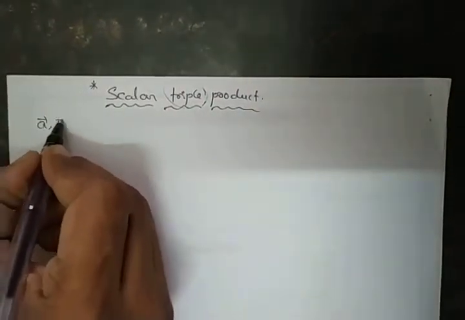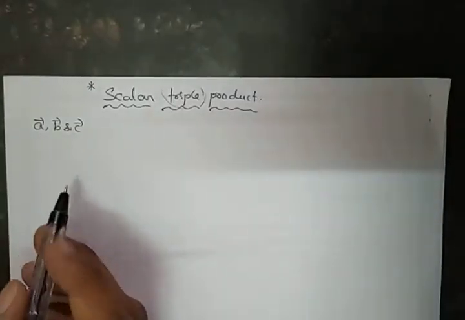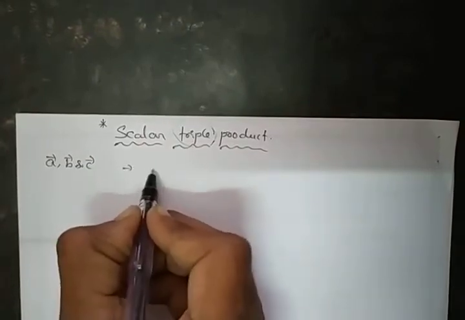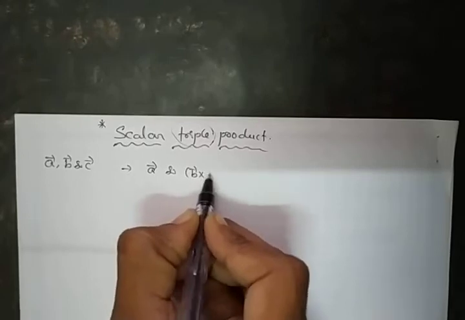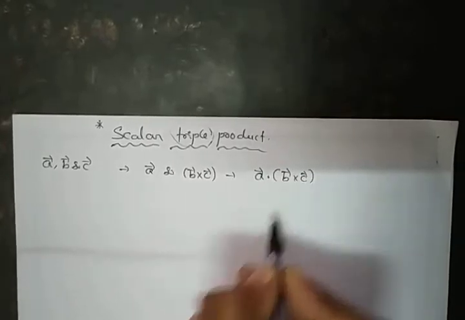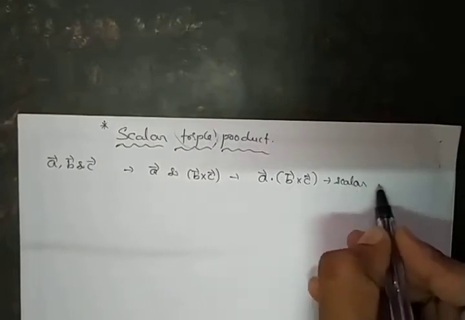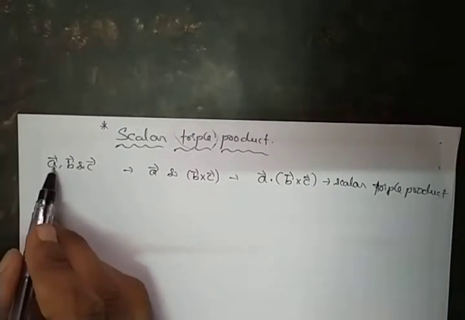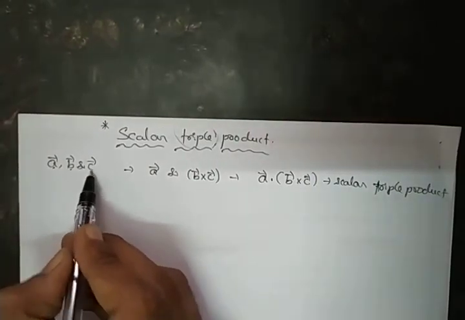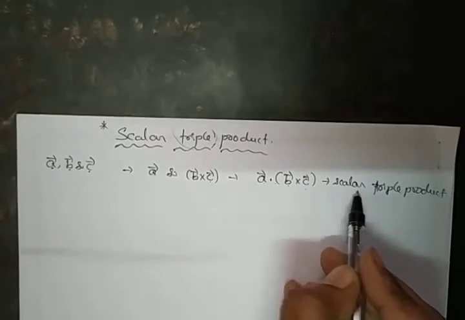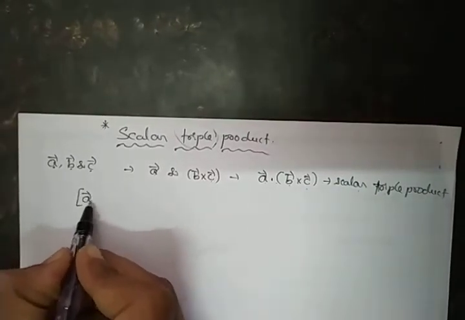Here we are going to take three vectors. Let A, B and C be any three vectors. Then the scalar product of A and B cross C, that is A dot B cross C, is called the scalar triple product, and it is denoted by [A, B, C].